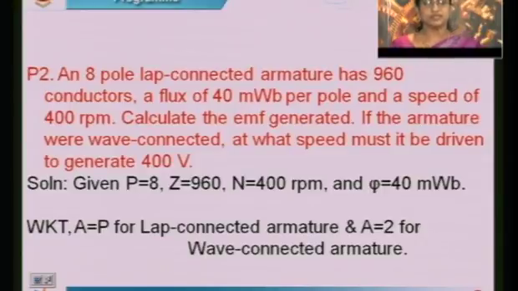Now, you see problem number 2. In this, it is mentioned in the problem itself, an 8-pole lap connected armature has 960 conductors, a flux of 40 milliweber per pole, and a speed of 400 rpm. Calculate the EMF generated, that is Eg, and then if the armature were wave connected, at what speed must it be driven to generate 400 volts. In the second case, they have given the generated voltage, and you have to find out the speed. Okay.